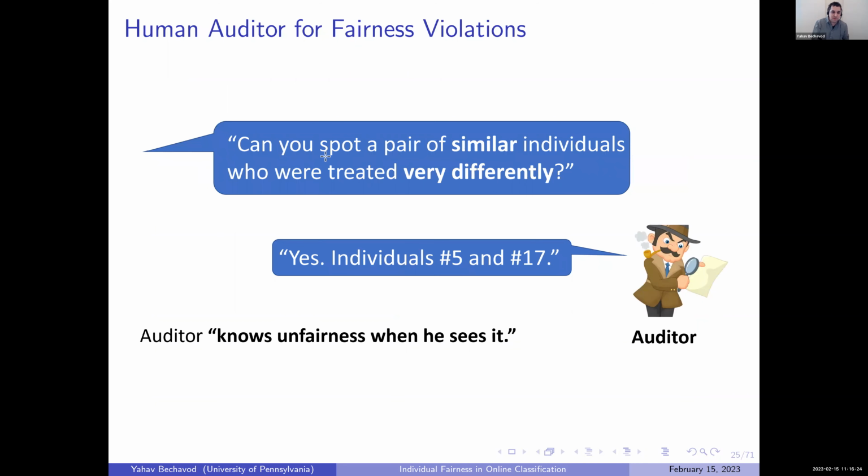So in this line of work, we follow this notion of fairness violations. Namely, we ask the auditor to spot violations of individual fairness, which means to report a pair of similar individuals who were treated very differently by the algorithm. This follows the idea that the auditor knows how to detect unfairness when he sees it.